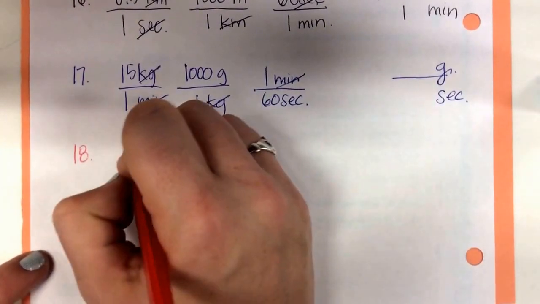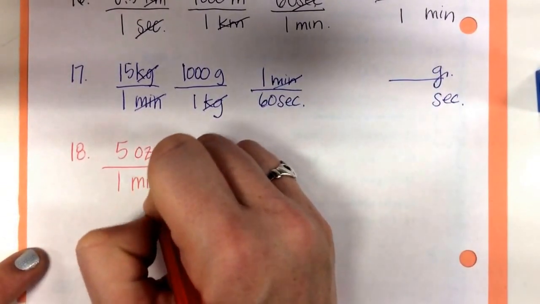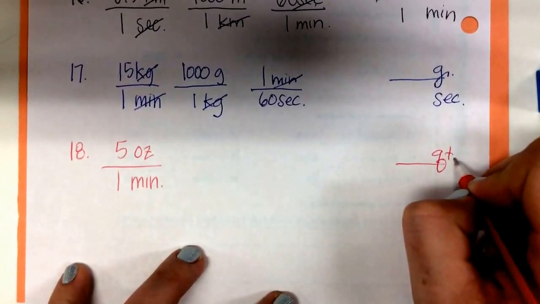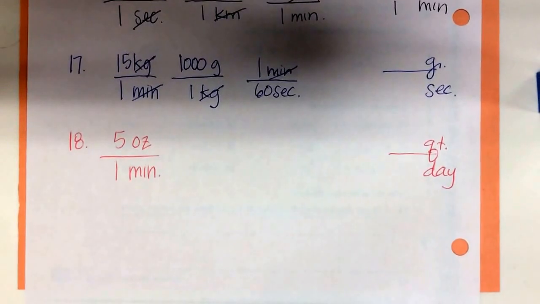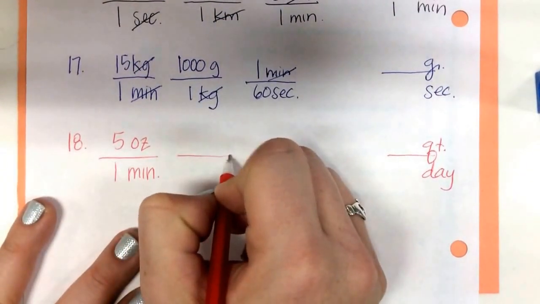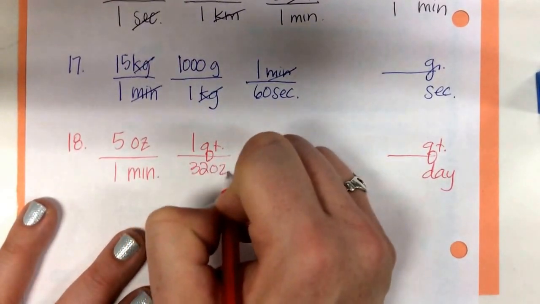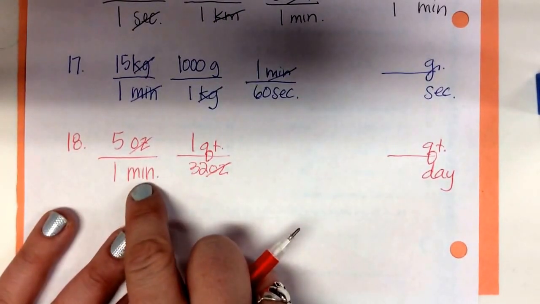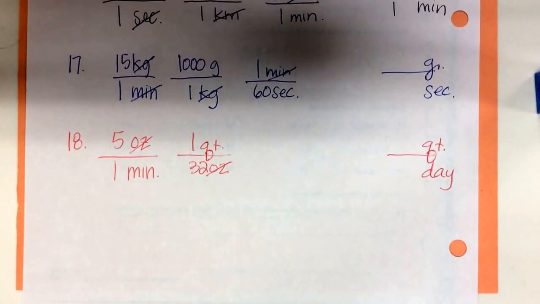Number 18, I'm going to set up for you because you're going to have to finish for homework. 5 ounces for 1 minute, and we want to change it to quarts per day. So you're going to have to do a lot of converting. The first thing you need to know, we had to look this up last hour, is 1 quart is 32 ounces. So I did the first part for you. Now I need you to do minutes and get them to days. Finish this worksheet for homework, please.